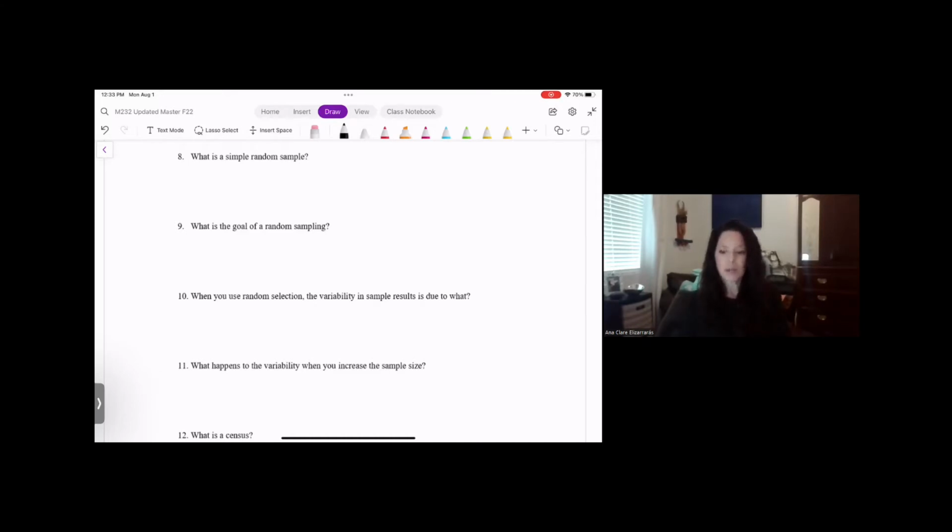Common methods of simple random sampling include using a random number generator. Let's say you get your population and you use a random number generator to select whatever sample size you want. Putting every person's name on a piece of paper in a hat, and drawing out from a hat. Using a table of random digits. Those are general methods you can use to create simple random samples.